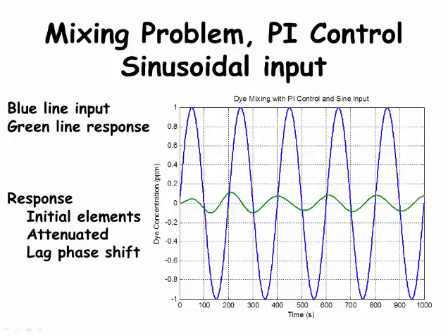One thing that we can see from the response is that the control system reduces or attenuates the change in the process output. The mixing tank output response varies from about +0.1 to -0.1. The output fluctuation also lags the inlet fluctuations, which means that the output has a lag phase shift.